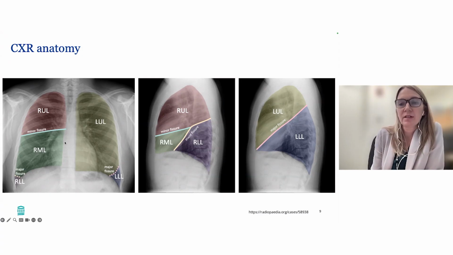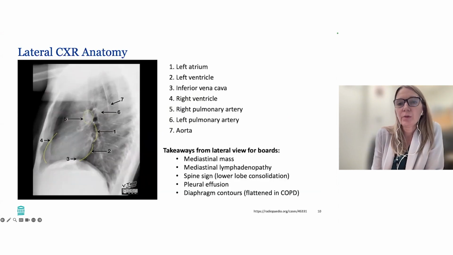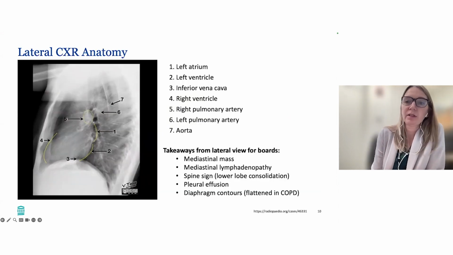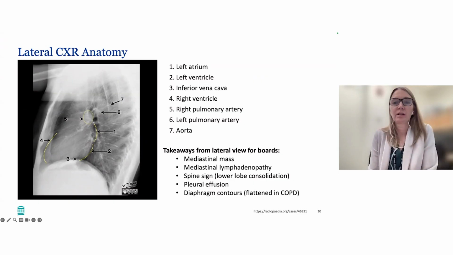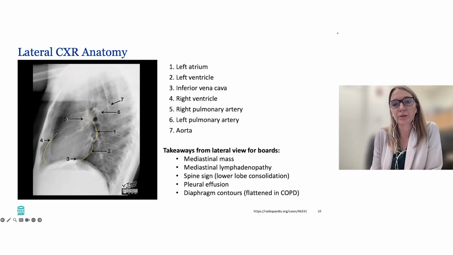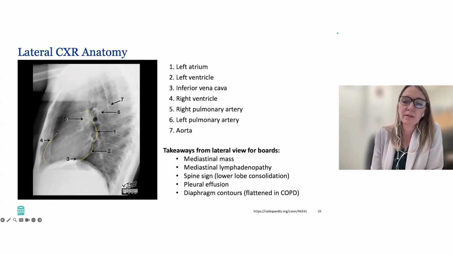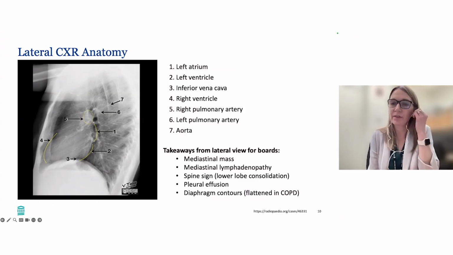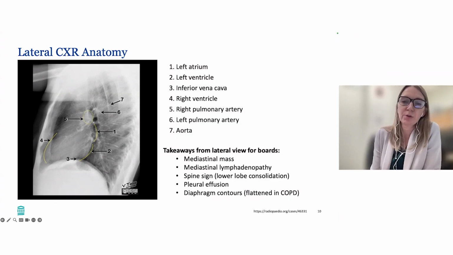It is often hard to tell exactly which lobe of the lung holds an abnormality on a PA film because there is much overlap. However, pairing it with a lateral view can help. We won't spend too much time on the lateral view today, except to note that it is a useful tool to identify mediastinal structures. The boards will often include a lateral view to highlight these particular topics: mediastinal mass, mediastinal lymphadenopathy, spine sign, pleural effusion, and diaphragm contours.